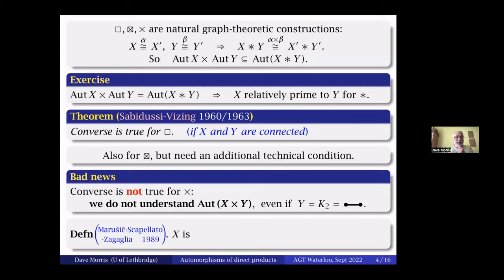We say that X is unstable if the automorphism group when you cross with K2 is not just the obvious ones. It's unstable if there's an unexpected automorphism of this product, if it's not just the product of the automorphism group. So let me just say, what's happening here with K2, the X cross K2 has two layers.